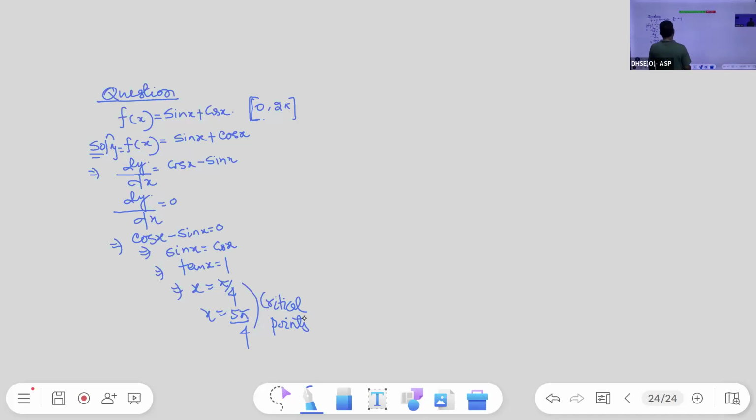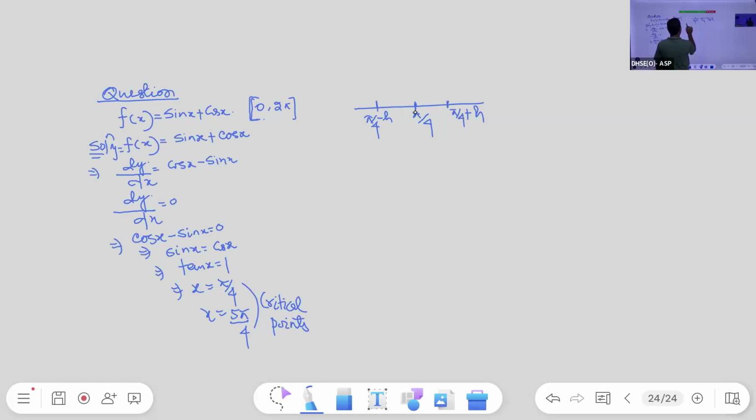Okay. Now we have to check the sign of first order derivative. First take the critical point x is equal to pi by 4, with pi by 4 minus h and pi by 4 plus h. Now we have to check what is the sign of the derivative in the left neighborhood of the point x is equal to pi by 4 and in the right hand neighborhood of the point x is equal to pi by 4. Okay.